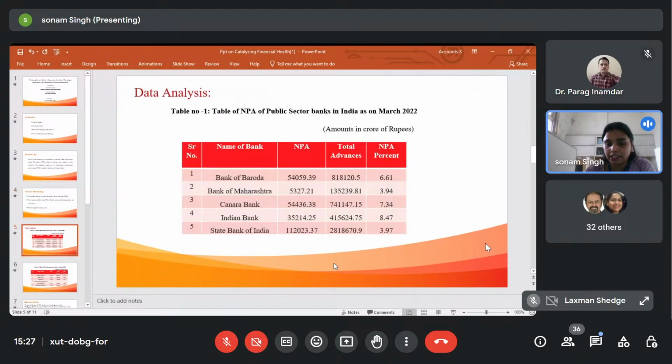This is the data analysis of 5 public sector banks of India as on March 2022. I have taken only one financial year for my data analysis because if I take 5 years of data, due to COVID there could be a difference in the data. So I have focused only on the 1 year of financial data. You can see in the table the name of the bank, NPA, total advances and NPA percentage. We get this NPA percentage from NPA upon total advances into 100. You can see the NPA percentage of the public sector banks of India.